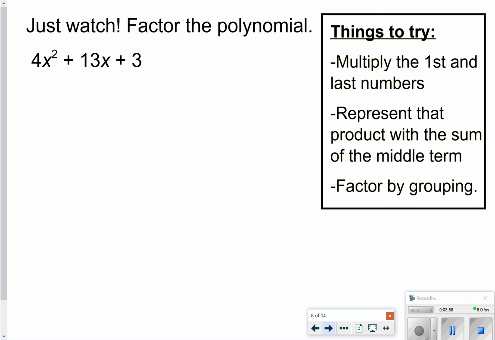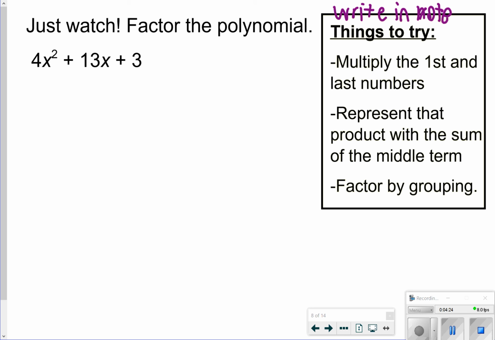The next thing we're going to see is when a does not equal 1. So this would be the case as well where you don't have a GCF. So I've written some reminders here on the side, things to try. And what we're going to do with that, you maybe want to copy this in your notes. I'm going to leave it on the next screen as well.